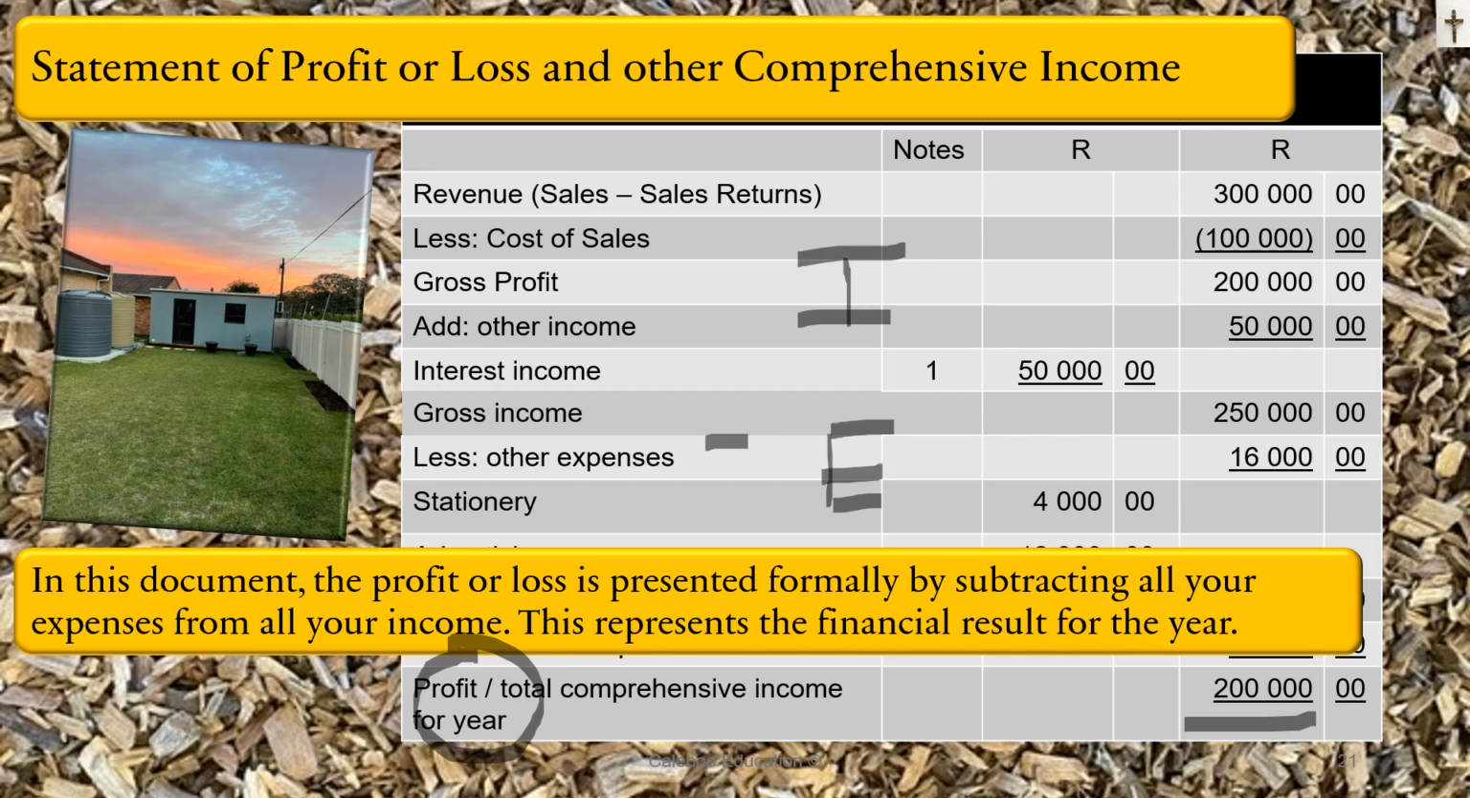So here we have a statement of profit or loss and other comprehensive income. That's an income statement, and this is drawn up for your financial year. At the end of the financial year, you calculate whether you made a profit or a loss in a formal document, the statement of profit or loss. In this document, income and expenses.